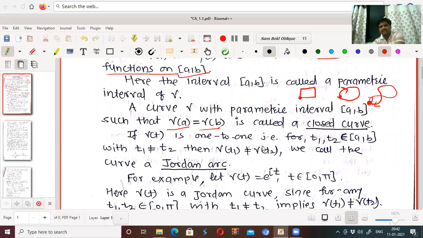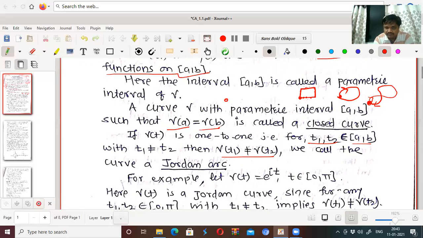If gamma is one to one, that is, for t1, t2 belonging to [a, b] with t1 not equal to t2, gamma at t1 is not equal to gamma at t2, we call the curve a Jordan arc. Sometimes it is called simple also. Here, different points have different images. Means if I take two different points in this closed interval, then their images should be different. Such types of curves are called Jordan curves or simple curves also, one to one.